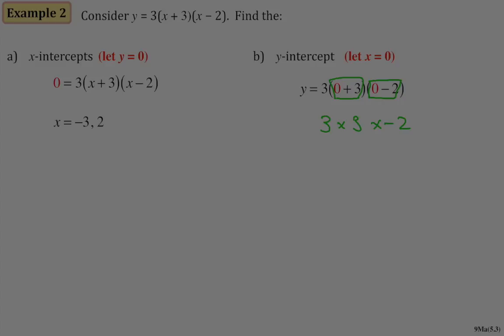3 times 3 is 9. 9 times minus 2 is minus 18. So that's what we get. 3 times minus 2, which is minus 18. And there is the y-intercept.